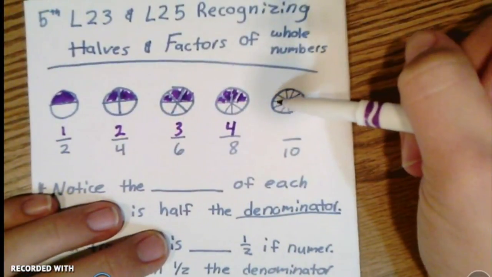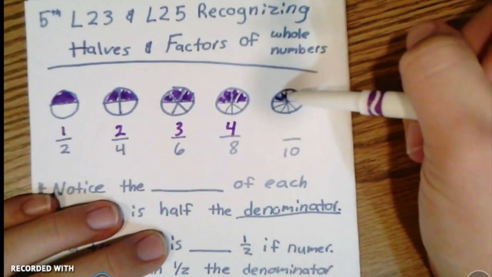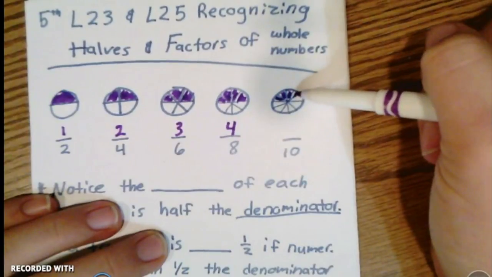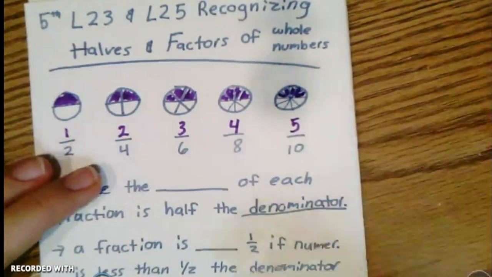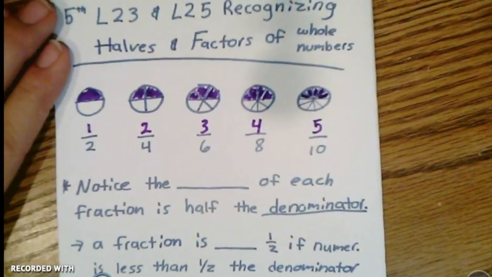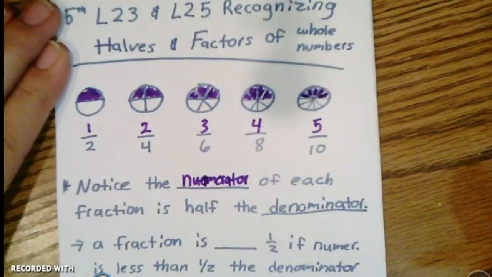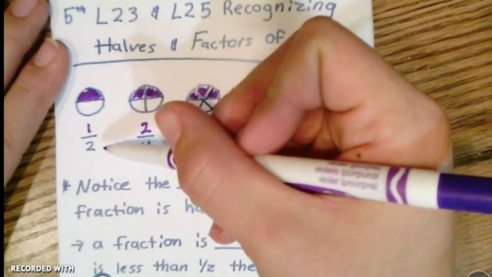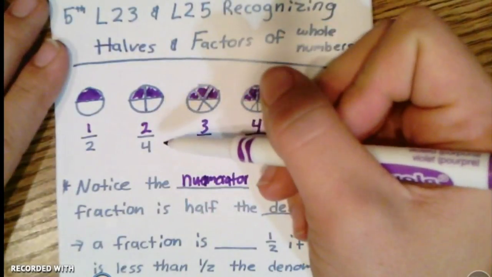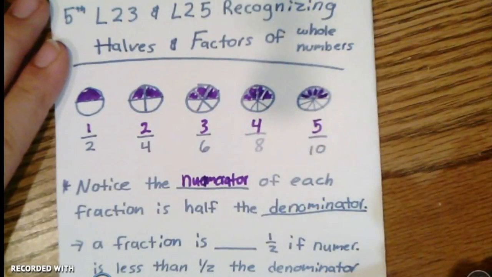This one has 10 parts, and in order to fill in half, I'd have to fill in 5 parts. So, hopefully you figured out the pattern. Notice the numerator of each fraction is half the denominator. So the top is the numerator. The numerator of each of these fractions is half of the denominator. 2 is half of 4, 3 is half of 6, 4 is half of 8, 5 is half of 10.